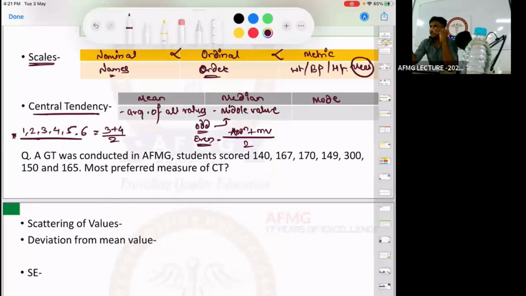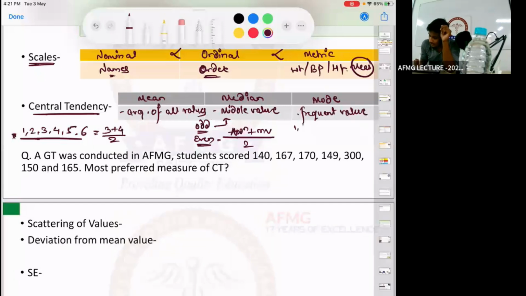So in an odd number of values, it is easy. Only the middle value would be your median. But in an even number of values, the average of the middle two values is your median. No issues with this. Last is your mode. What is the mode? The most frequent value.